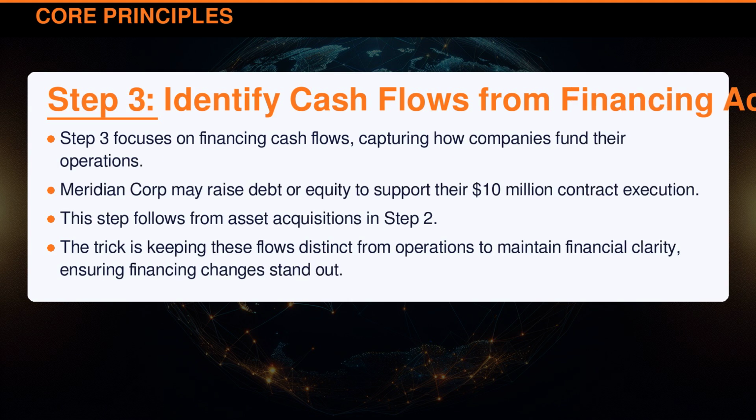Step 3 focuses on financing cash flows, capturing how companies fund their operations. Meridian Corporation may raise debt or equity to support their $10 million contract execution. This step follows from asset acquisitions in Step 2. The trick is keeping these flows distinct from operations to maintain financial clarity, ensuring financing changes stand out.